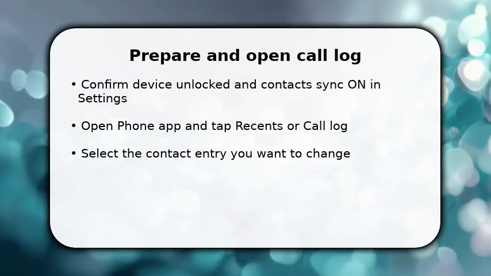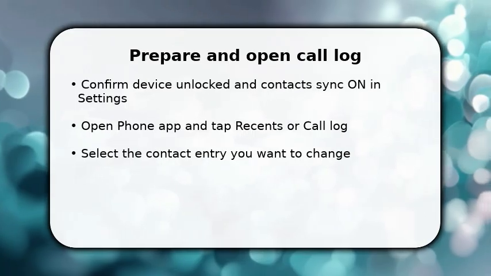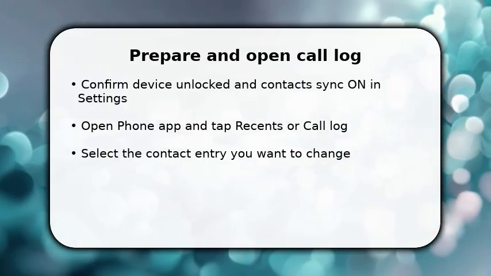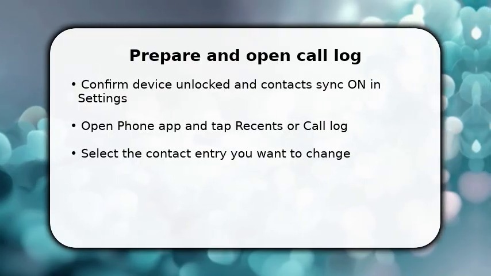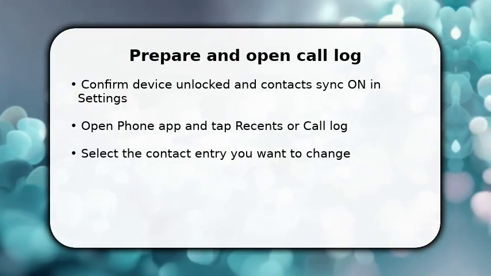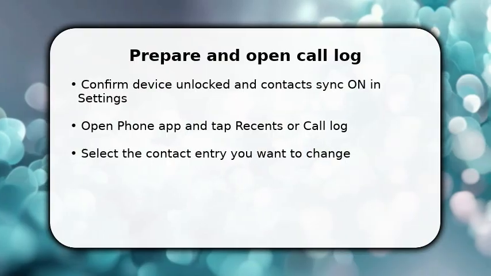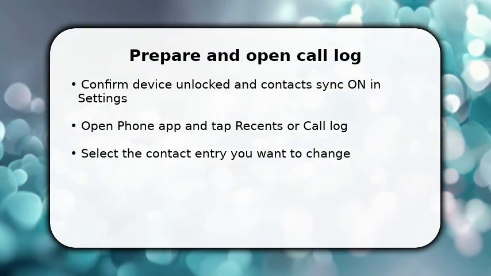You start by ensuring contacts are synced and the phone app can edit photos. Open the phone app and go to Recents. This gets you directly to call log entries. Tap the specific incoming or outgoing call entry to reveal contact details.